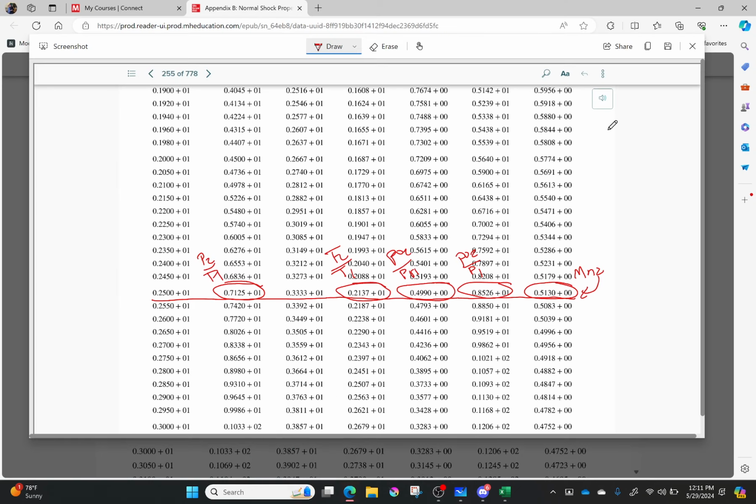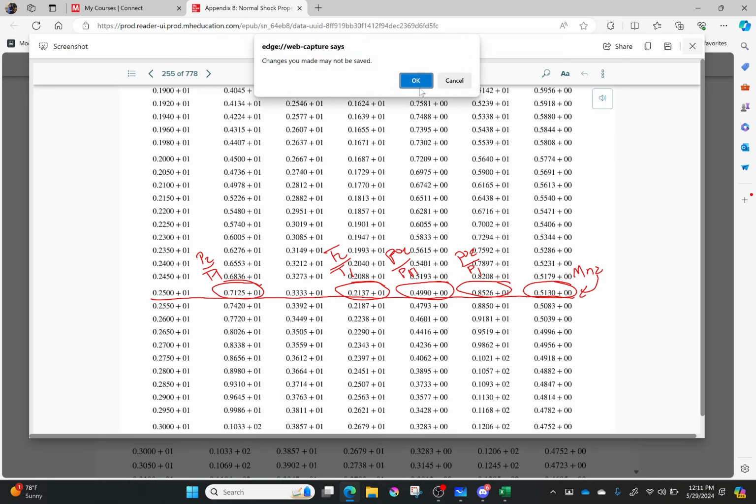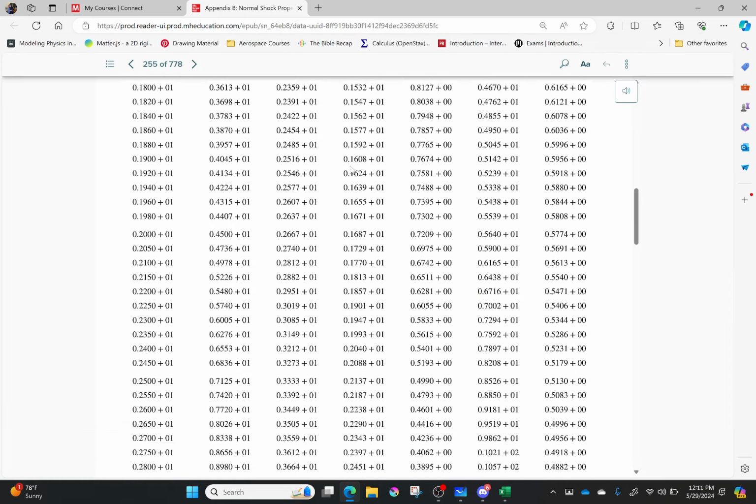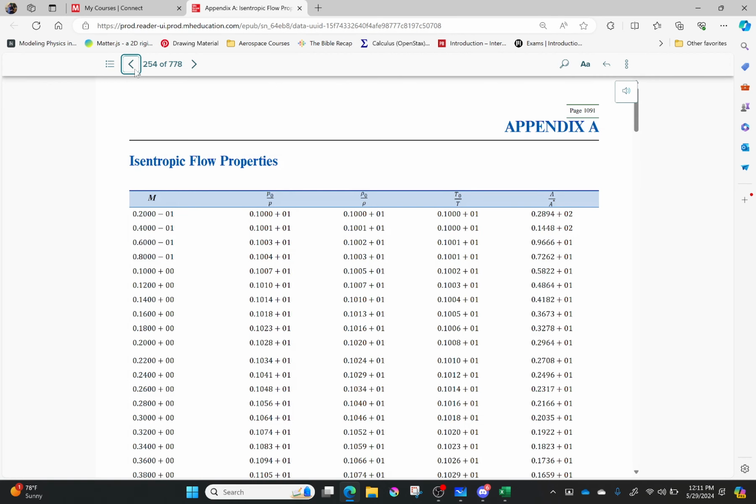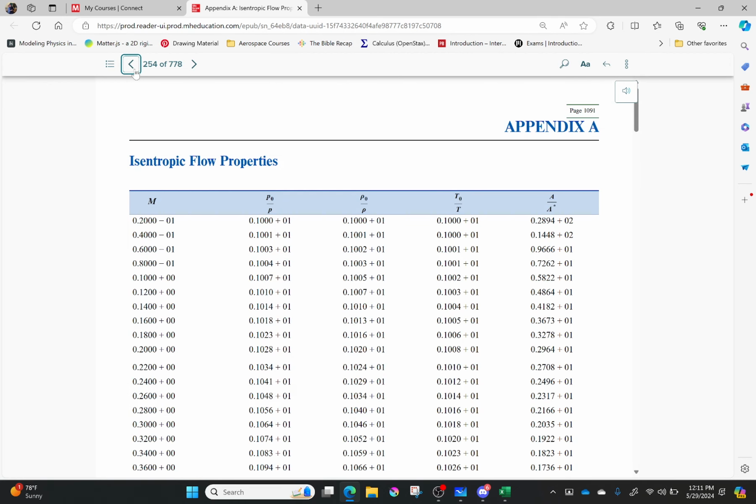Yes. So the big thing here is that Appendix B is all about shock waves. In Appendix A, there are no shock waves. You can't have a shock wave and be isentropic. That's the whole point. Shock waves are not isentropic.